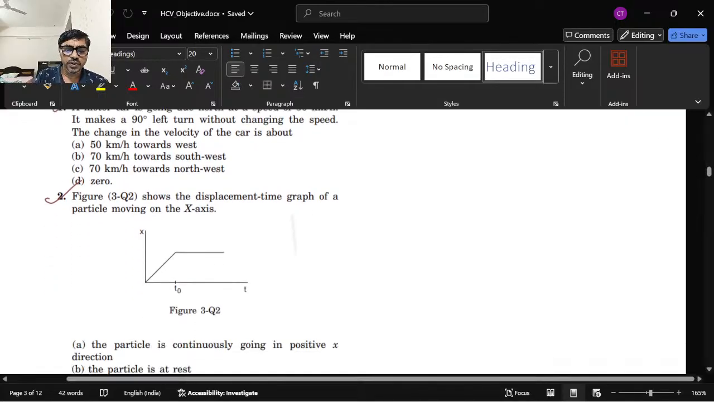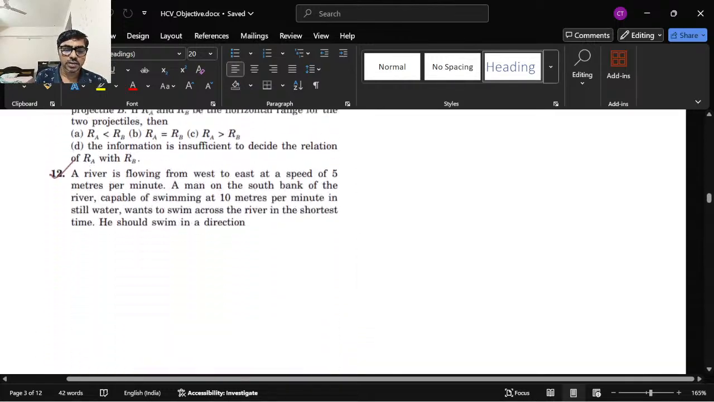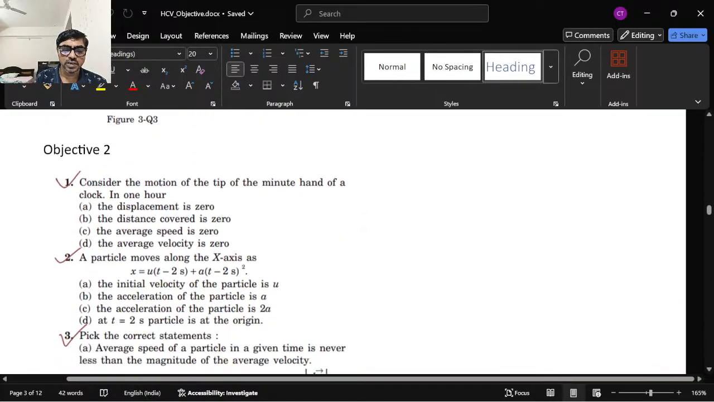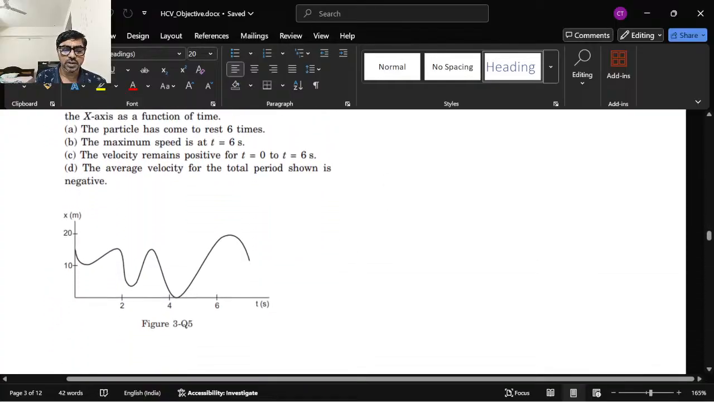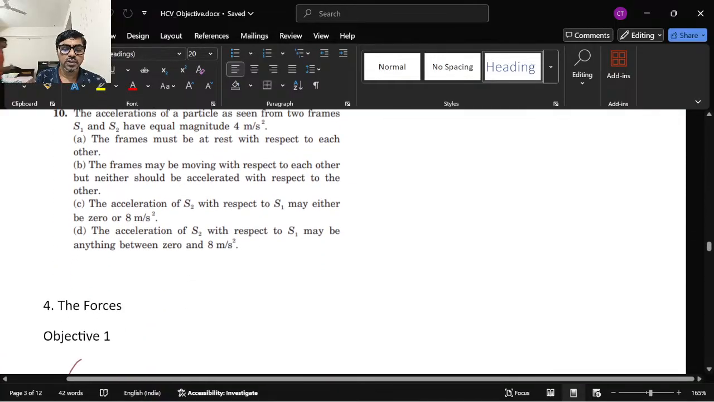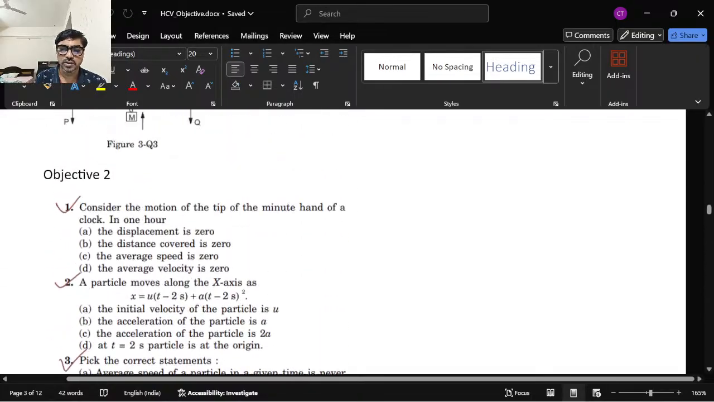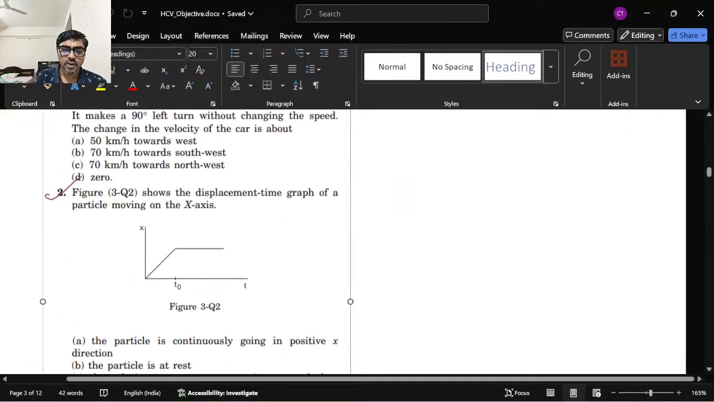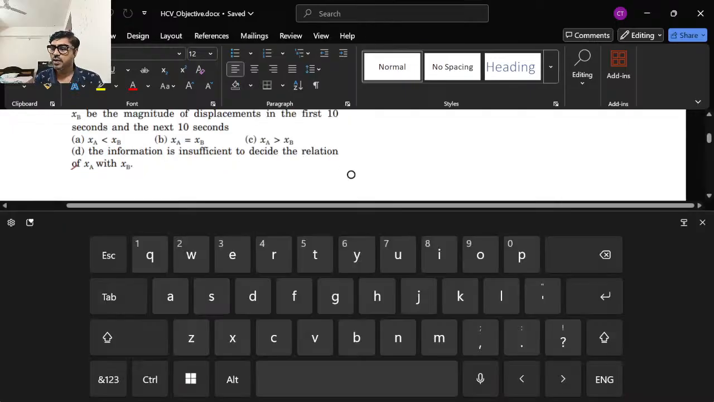And how many questions are there in this objective? 13 questions are there in that. Objective 2 we have how many? 10 questions. So totally 23 questions in this chapter. So it's a big chapter, important for examination also. Okay, let's start. Let's look at the first question.